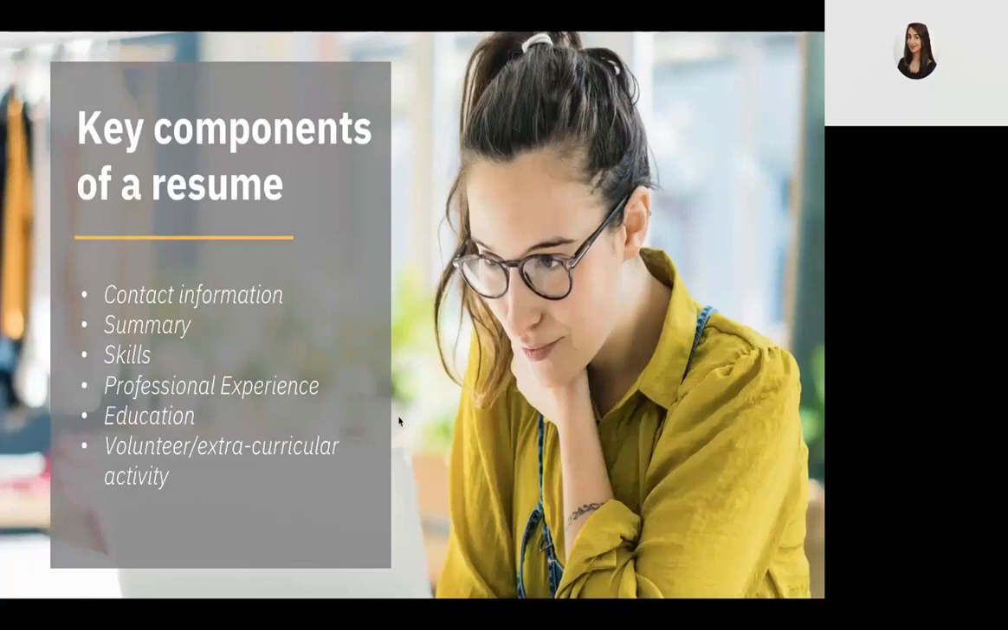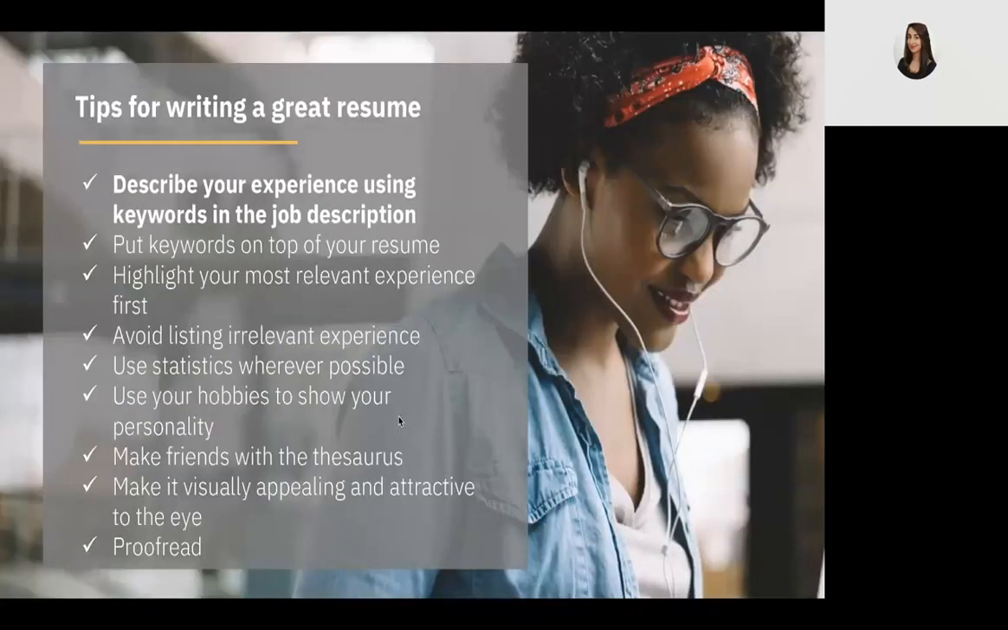So you will have a contact section followed by a quick summary. You'll have skills, professional experience, education, and then at the last, there's usually volunteer or extracurricular activities. And we'll go over all of this in more detail as we go in the webinar. So let's start going into the details, okay? When you start writing your resume, you might want to keep these tips in mind, okay?